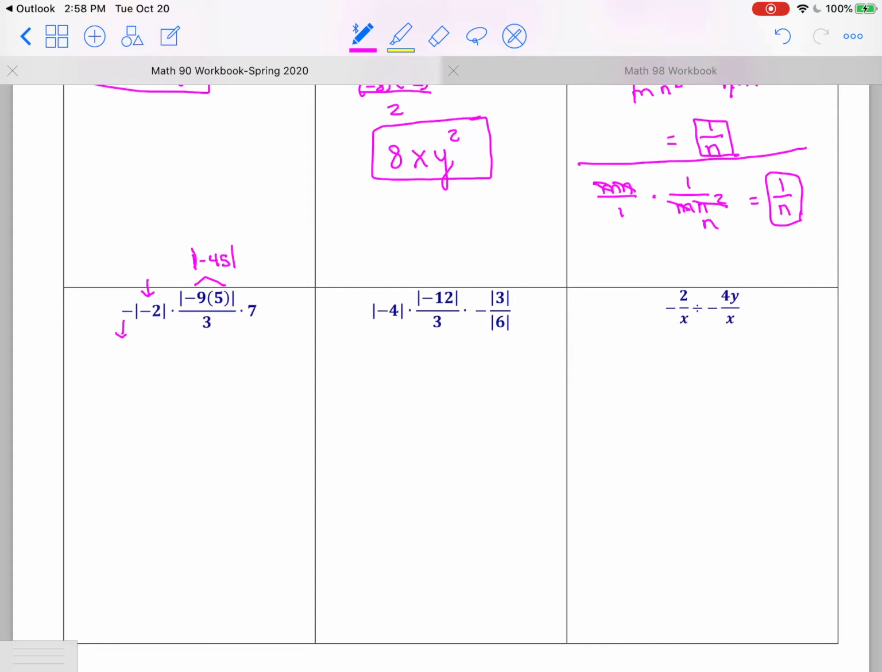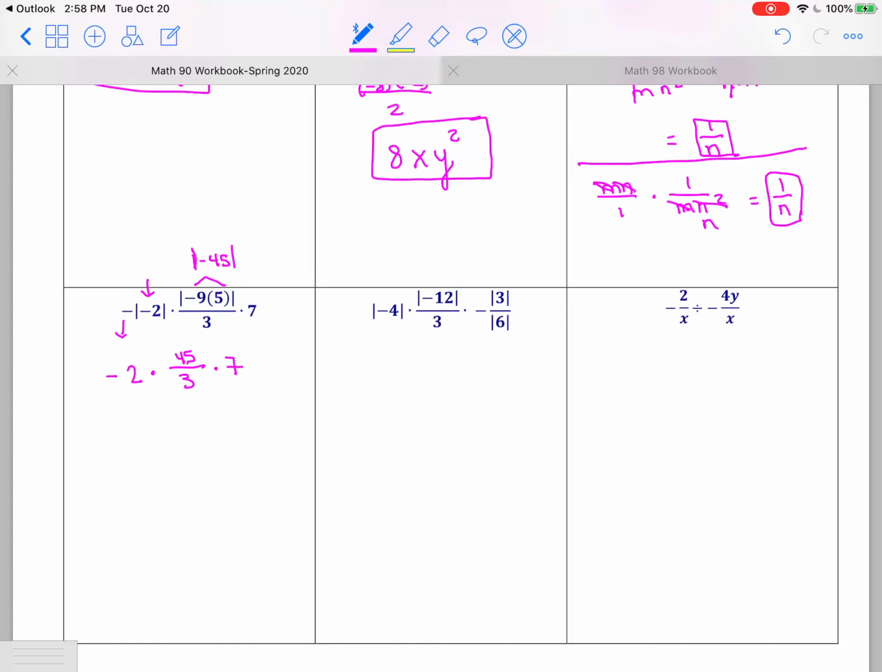Okay, well this is a negative sign, so we can just keep that, we bring that down, but the absolute value of -2 is 2. I'm going to bring down the multiplication sign. Absolute value of -45 is 45 over 3 times 7.